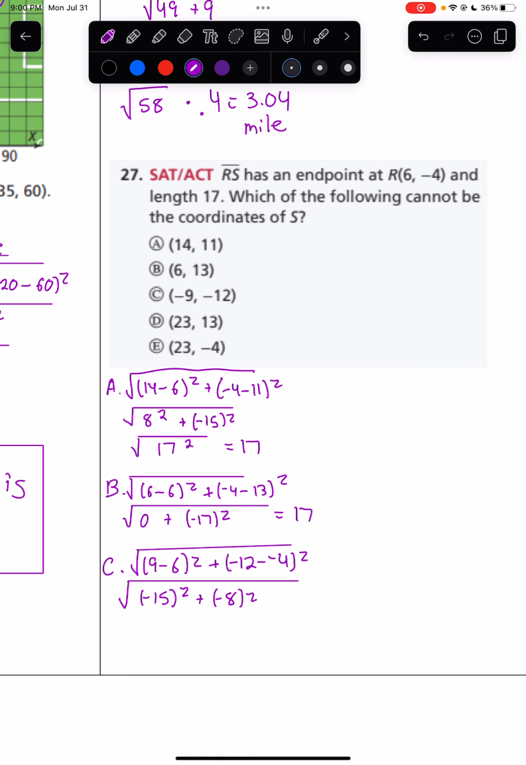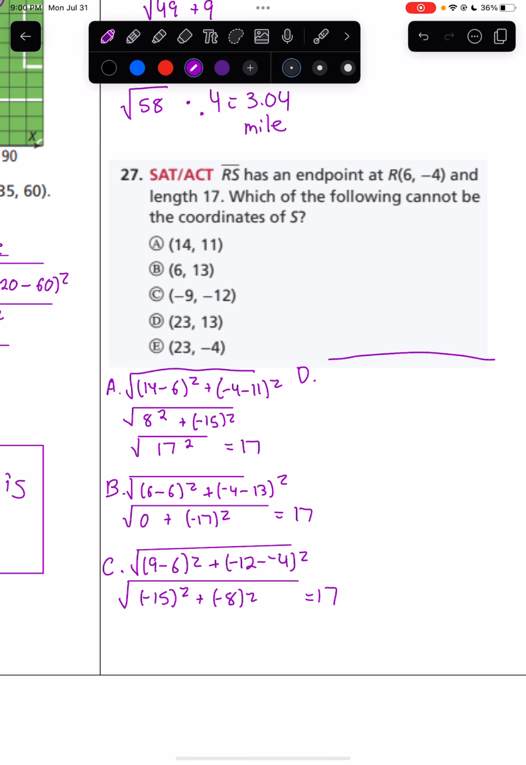And I happen to know that 8 squared plus 15 squared is 17 squared. That's how I know that this is 17. That's just a math fact that I've learned from my teaching. And then that means that that can't be the answer because that also comes out to 17. So we'll try letter D.